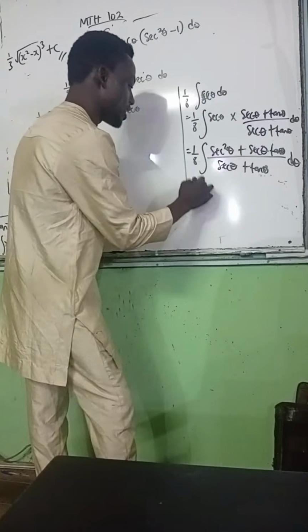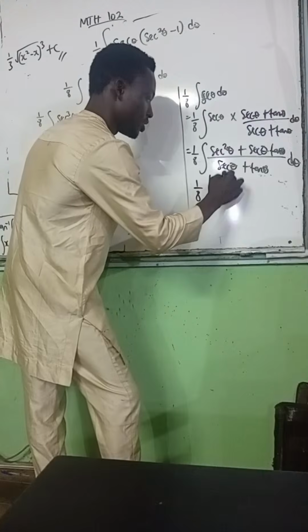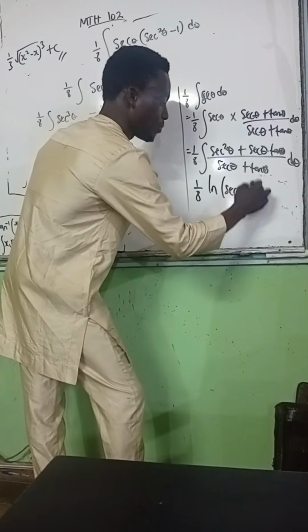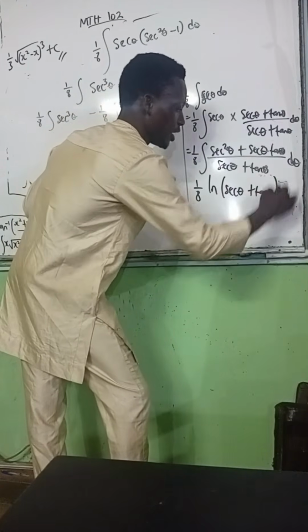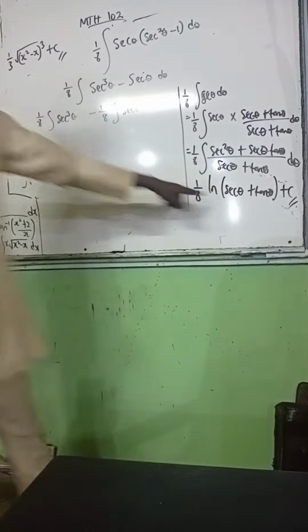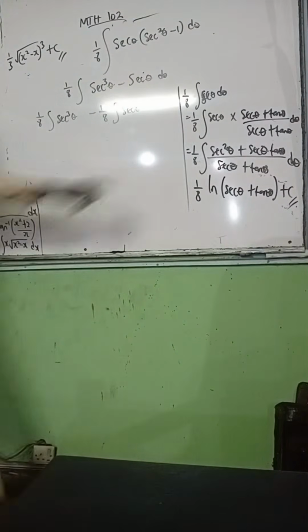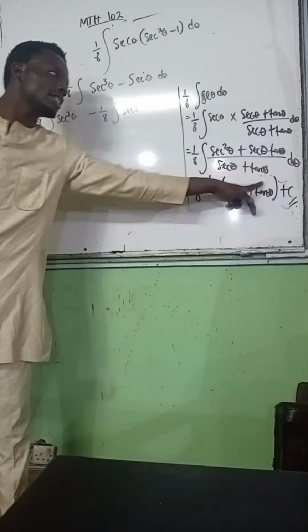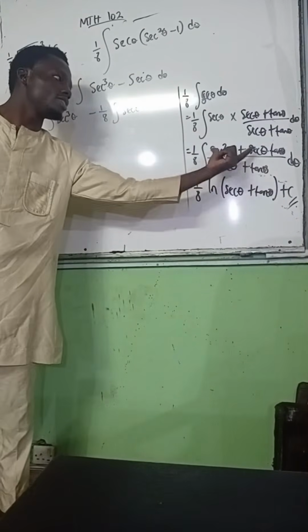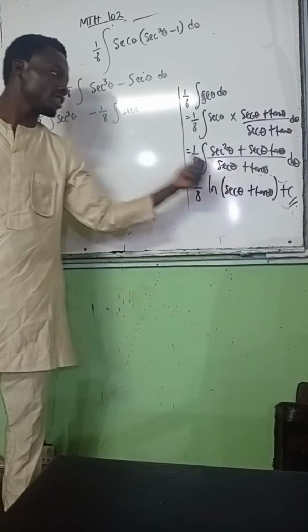So the integral of this is 1 over 8 ln of the denominator, sec theta plus tan theta, plus c. That one is clear. Sec theta gives sec theta tan theta, tan theta gives sec square theta, so the derivative of this is equal to this. So our answer is ln of this times 1 over 8.